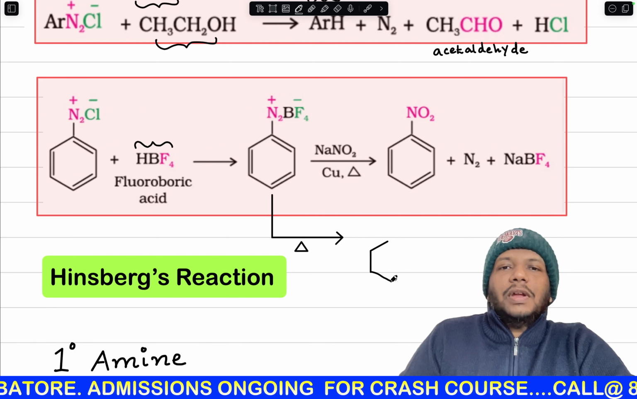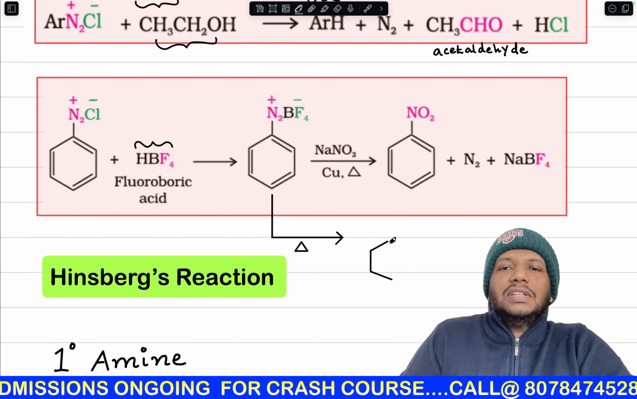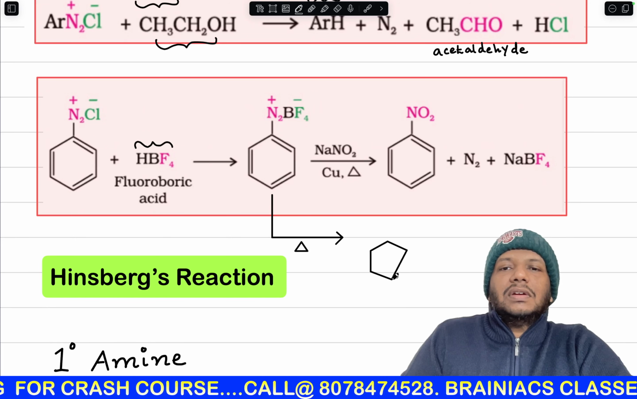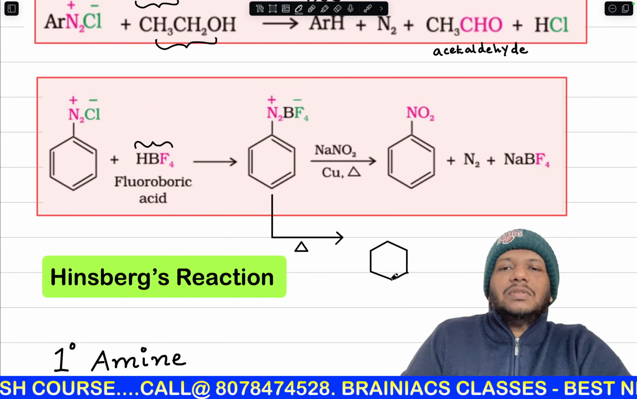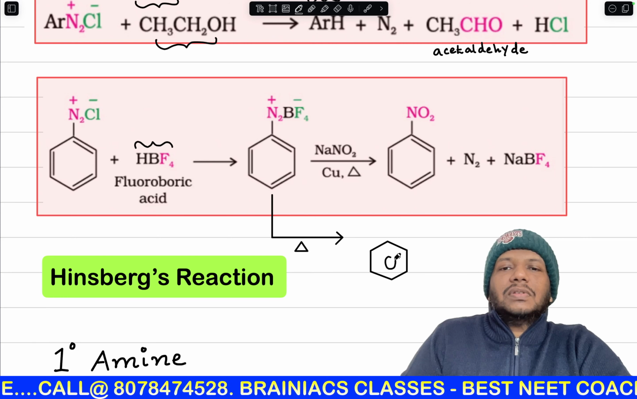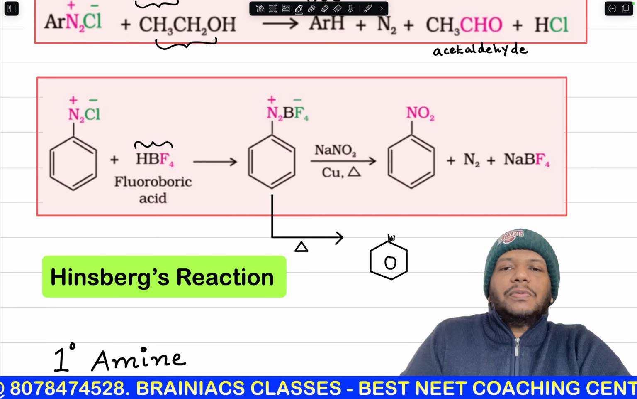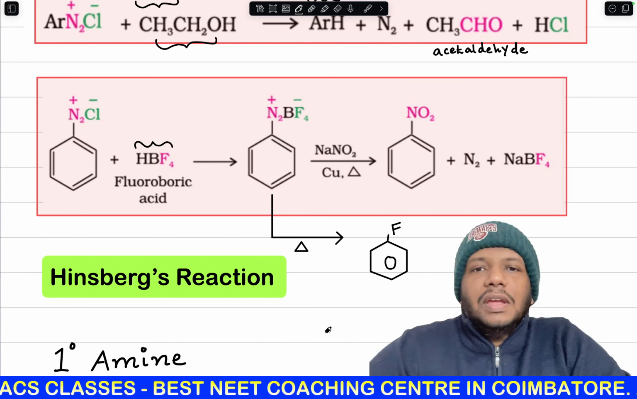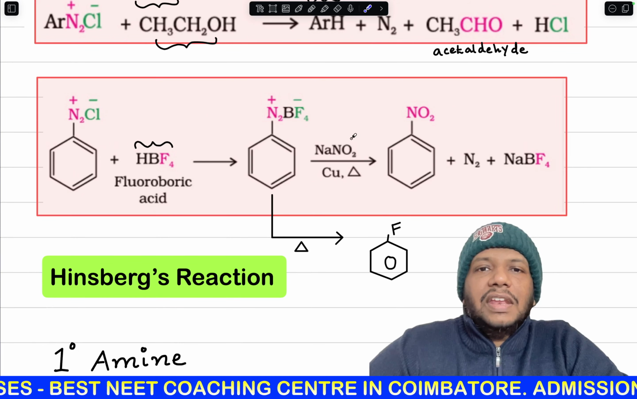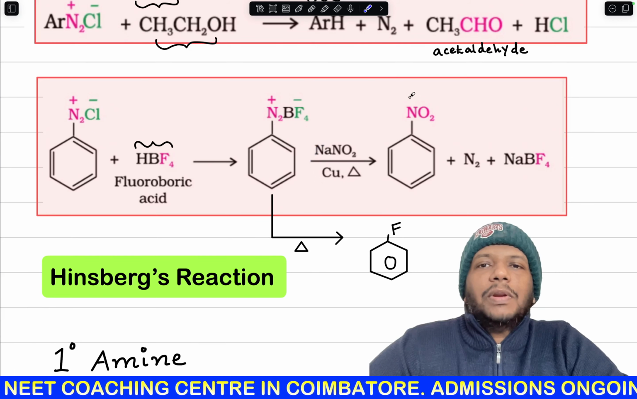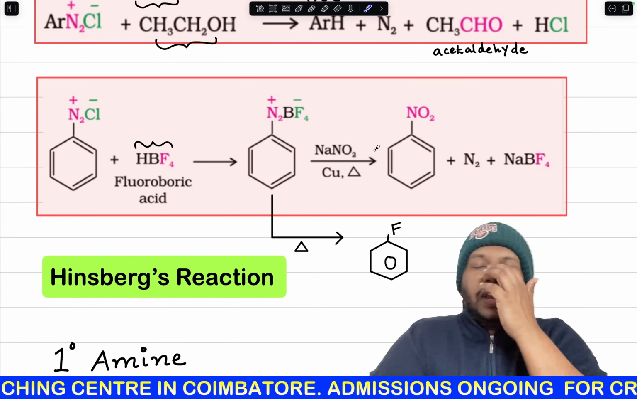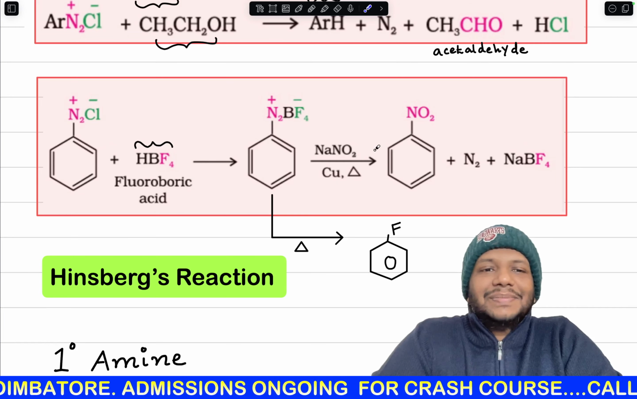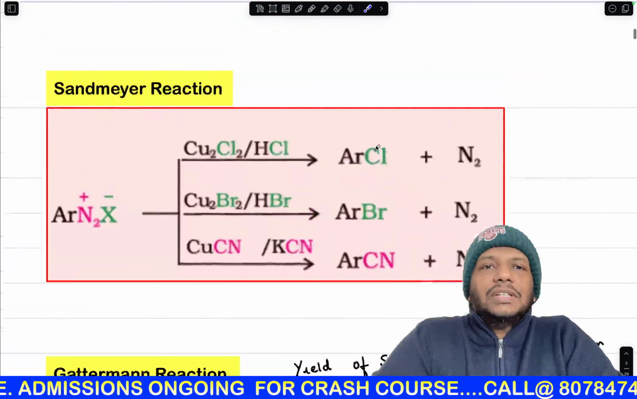Okay, now if you are heating it with NaNO2, then the story changes. In that case, you are getting nitrobenzene. So here you would just get fluorobenzene only. But when you are heating with NaNO2 and copper, you are getting nitrobenzene. So you can understand that if you get benzene diazonium chloride, you can move to any compound. That's it. Okay, now let's go to the third option.